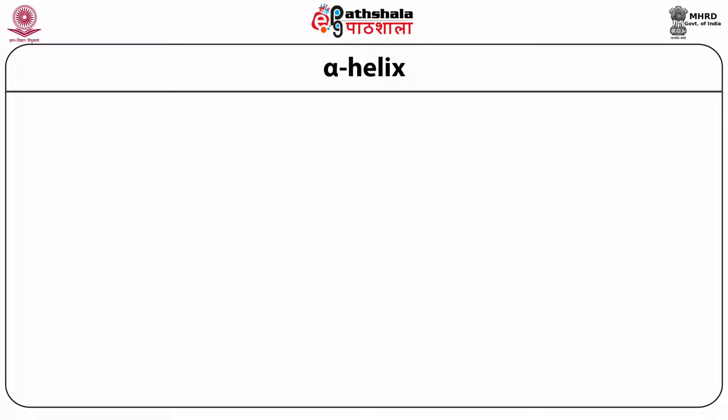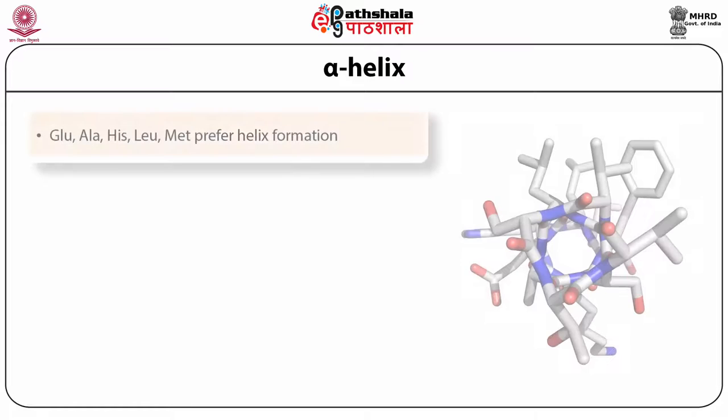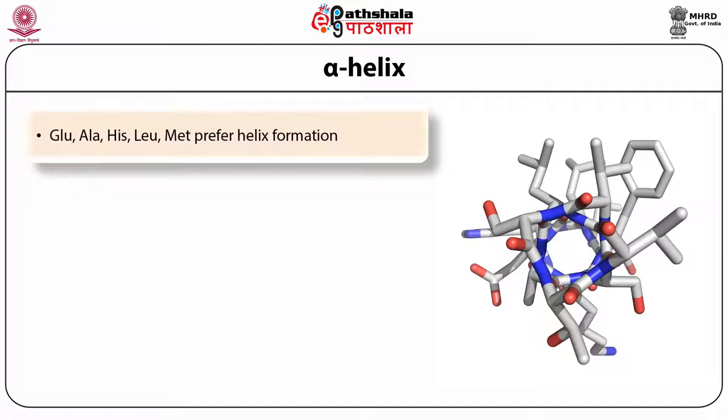Alpha helix. There are several residues which prefer to form alpha helix, like glutamic acid, alanine, histidine, leucine and methionine, and they generally exist in alpha helix. There are many residues which are also alpha helix breakers.